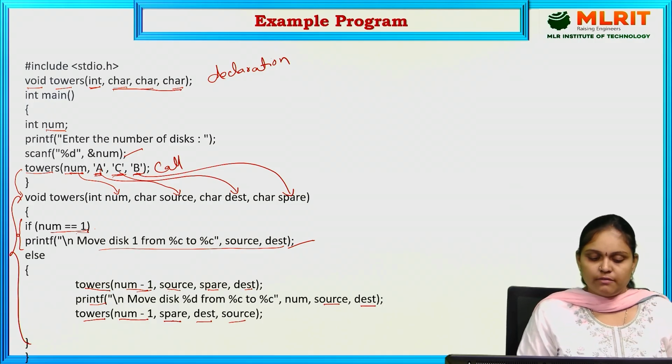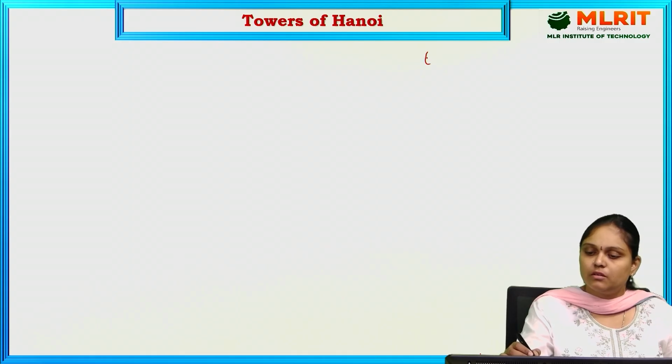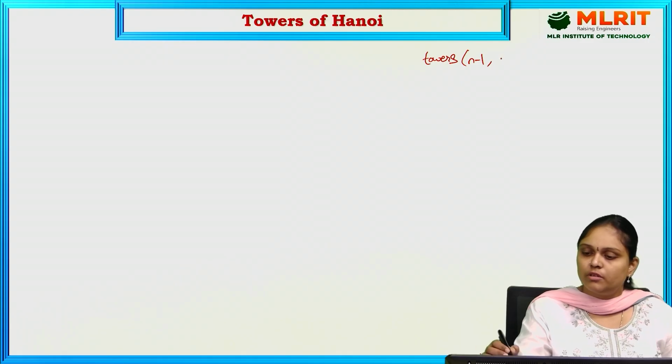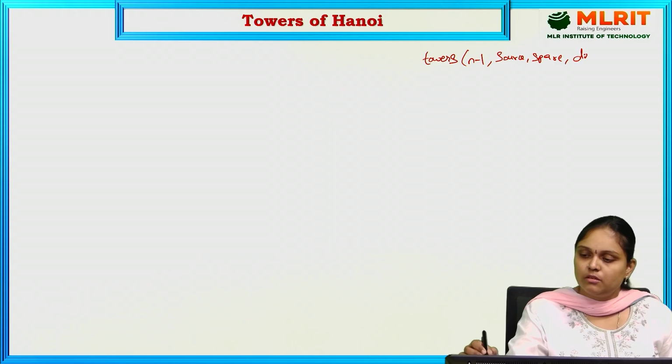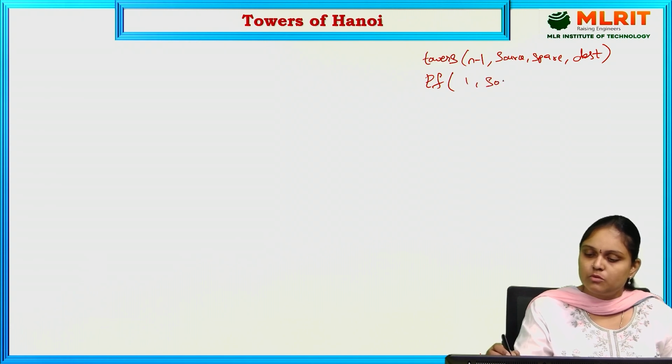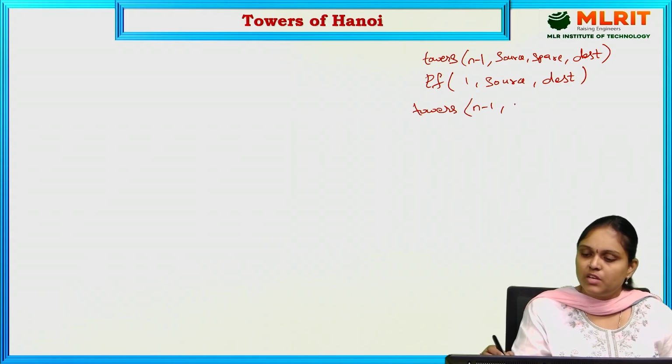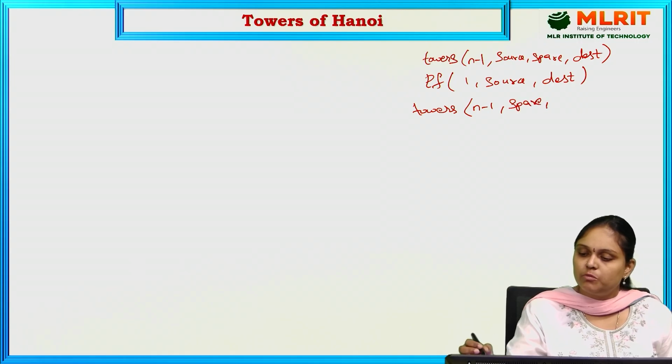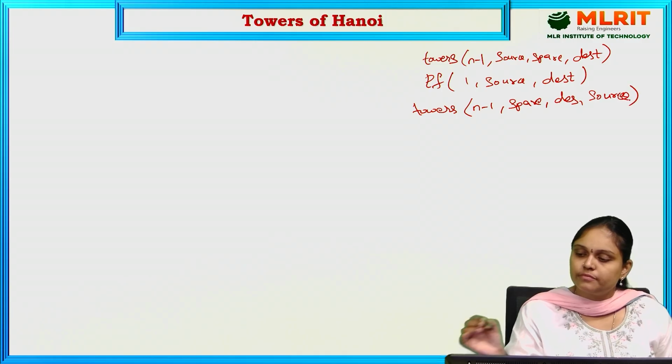So here we have towers n-1 from source to spare using destination, and towers one disk printed, one disk we are moving from source to destination, and the next towers, the remaining n-1 disks whatever we have in the spare, we are moving from spare to destination using source.